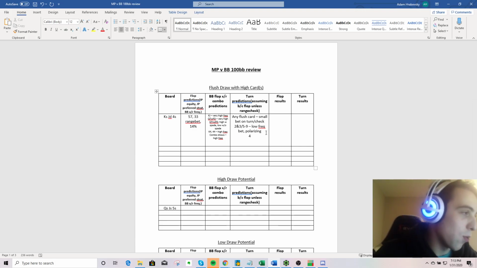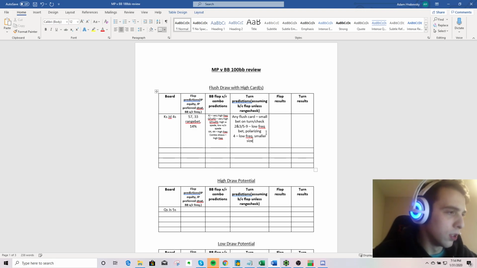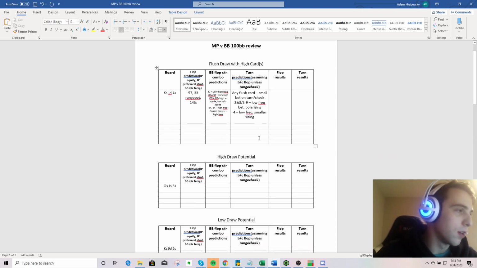On a 4, it's going to be low frequency. Low frequency bets. And I guess probably when we are betting, it's going to be a smaller size. And again, this smaller sizing is like the 75% pot here.